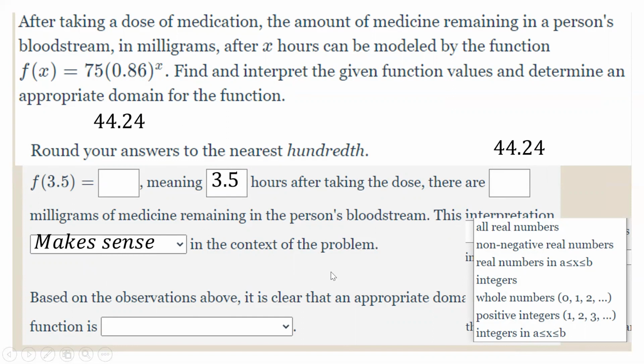Okay. Based on the observation above, it is clear that the domain is non-negative real numbers. Any real number between a and b, integers, whole numbers, what would be the best situation? So you could get any non-negative real number. You could have a weird amount of time that this would work for. Non-negative real numbers, that would work.